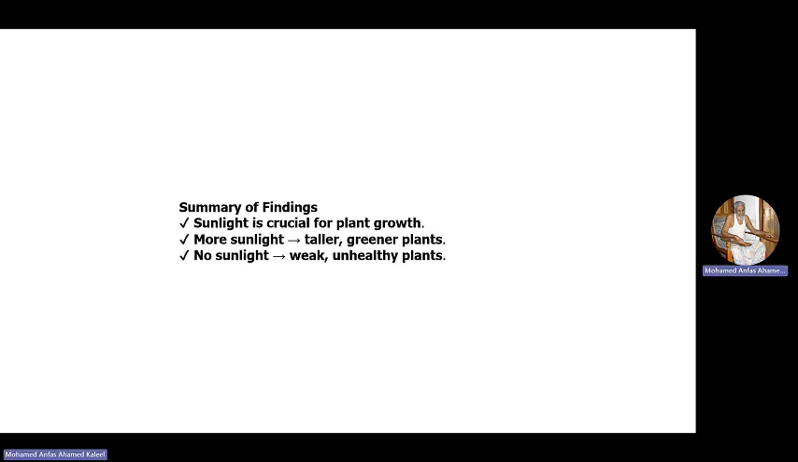The summary of findings of this experiment is that sunlight is crucial for plant growth. More light means taller, greener plants; no sunlight means weaker, unhealthy plants. If the leaves are greener, it means the plant is healthy and has grown under more sunlight, and no sunlight means the growth is weak and the plants are unhealthy.